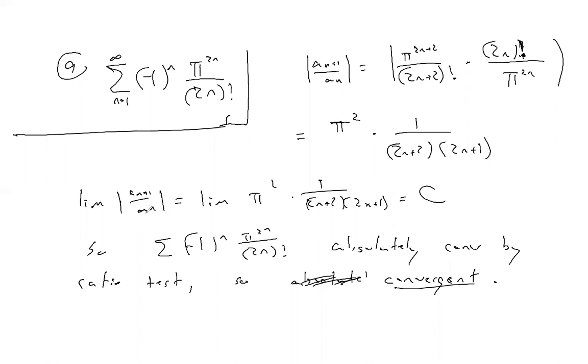Now I want to look at the limit of a_(n+1) over a_n, which is going to be the limit of this thing. And that limit is equal to 0. I know it looks like a C, but that is supposed to be a 0. So what does the ratio test tell us? It tells us that this series is absolutely convergent. And again, since there are negative signs in here, absolutely convergent, we need to say implies convergent. So this series is convergent.